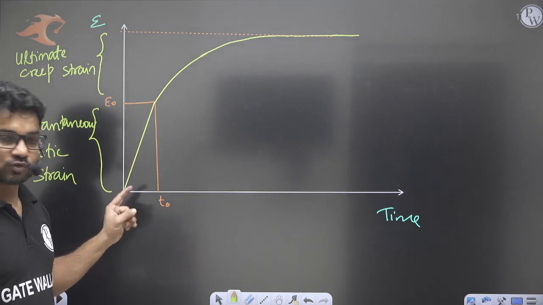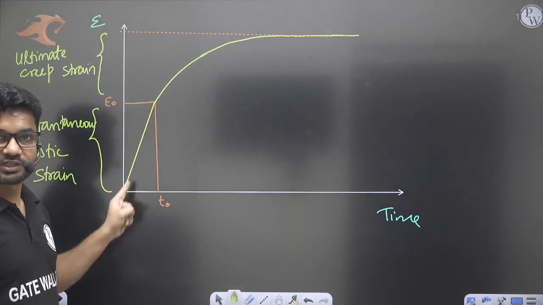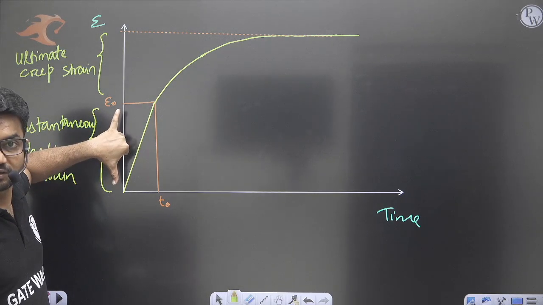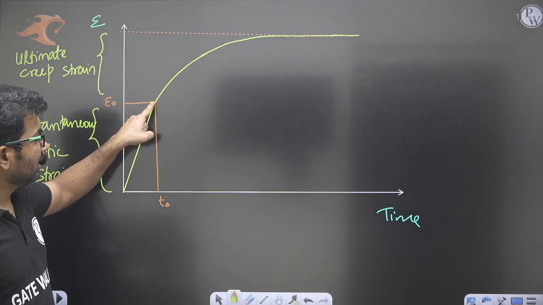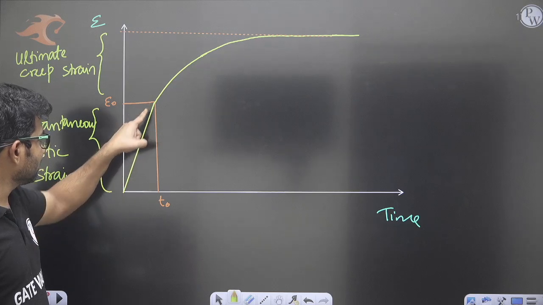When we have gradually applied the load, slowly increased up to this amount, there was an increase in strain. This strain was instantaneous elastic strain. If I apply this load and after t naught I remove the load, this material will recover and the strain will become 0.